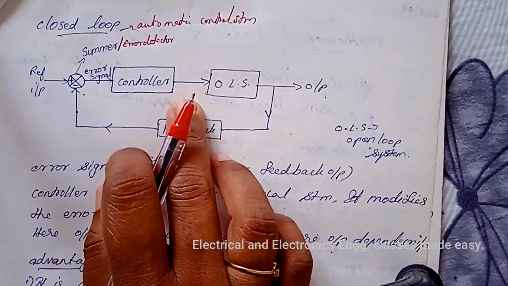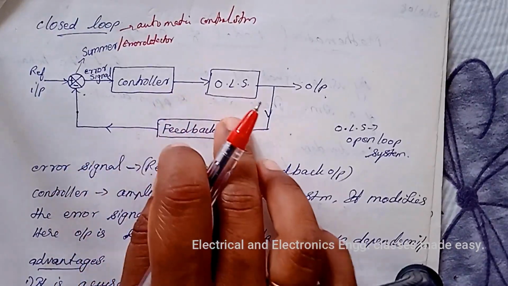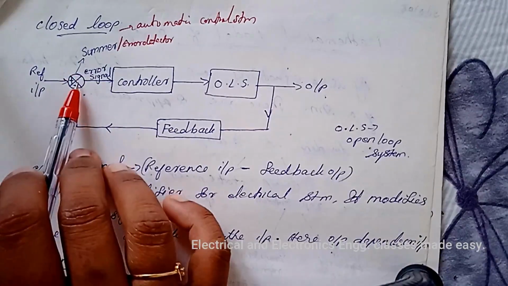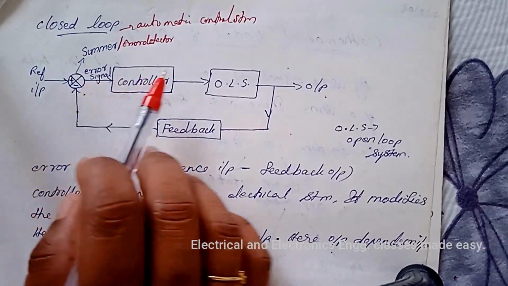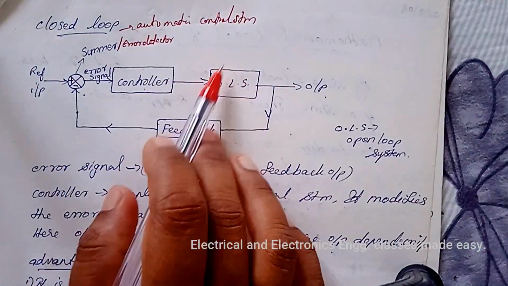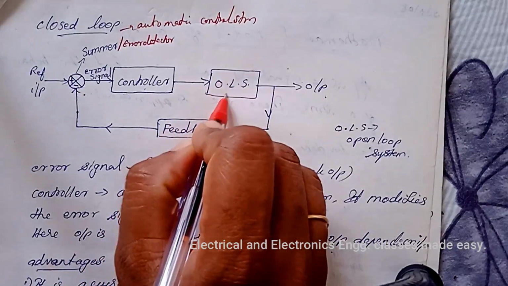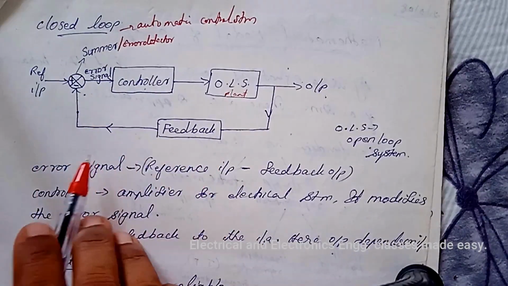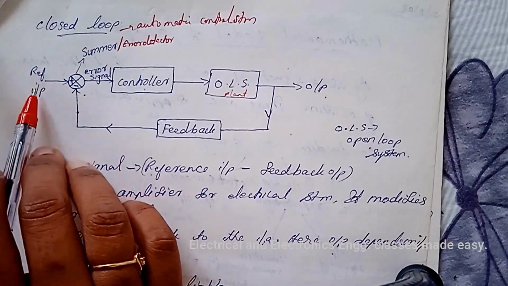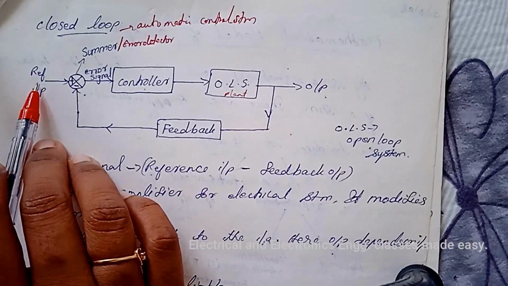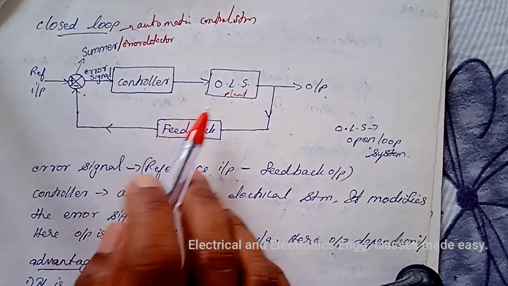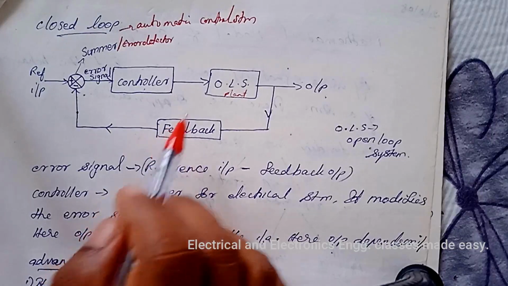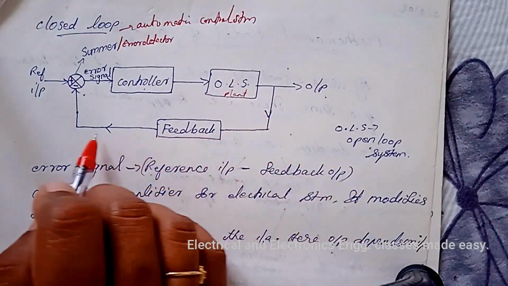So this is the general block diagram of an automatic control system, and it consists of an error detector, or we can say summer, and a controller. This is the open loop system, or we can say plant, and a feedback path. So this is the input, that is the reference signal. The reference signal corresponds to the desired output. So this is the feedback path.